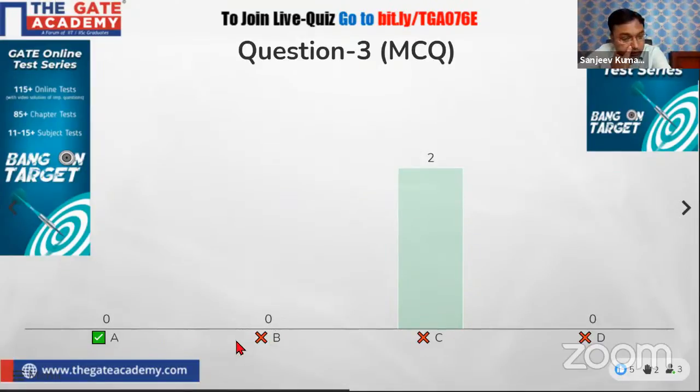None of you have given the right answer. Two of you have chosen this option C, which is actually wrong. So don't worry, I will tell you which option is correct and why this is the right answer. I'll explain everything from the beginning, from the basics.